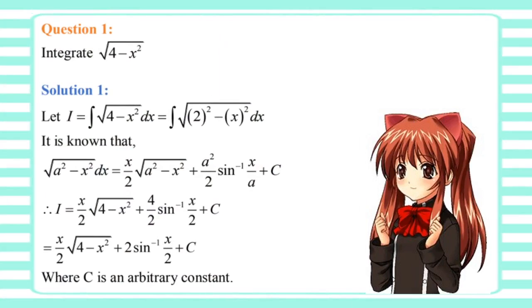It is given under root 4 minus x square. 4 can be easily written as 2 square minus x square. Now this is the format of a square minus x square, and directly apply the formula, and this is the answer. X by 2, x is x only, a is 2 here. So x by 2 under root 4 minus x square plus a square is 4, by 2 sine inverse x by a. And this is cancelled and it will be 2 sine inverse x by 2 plus c.